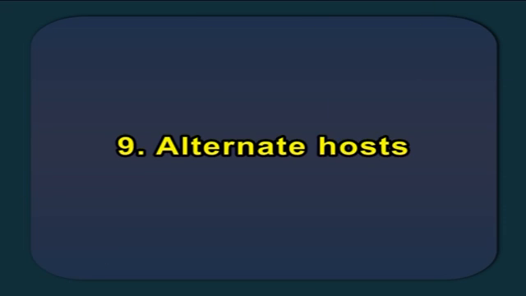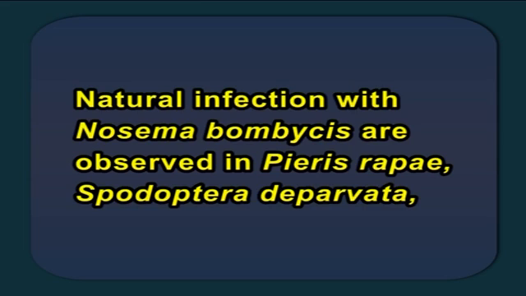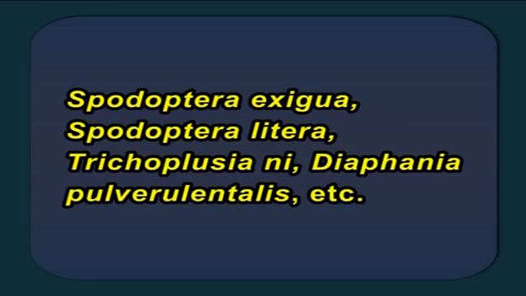The ninth and final aspect of our study is alternate hosts. Alternate hosts are reserves of silkworm pathogens which, when they contaminate the mulberry foliage with the disease causing pathogens, the disease attains an epizootic condition. Many insect pests of mulberry are observed to be infected with silkworm pathogens. Natural infection with Nosema bombycis is observed in Pyrausta rape, Spodoptera depravata, Spodoptera exigua, Spodoptera litura, Trichoplusia ni, Diaphania pulverulentalis, etc.